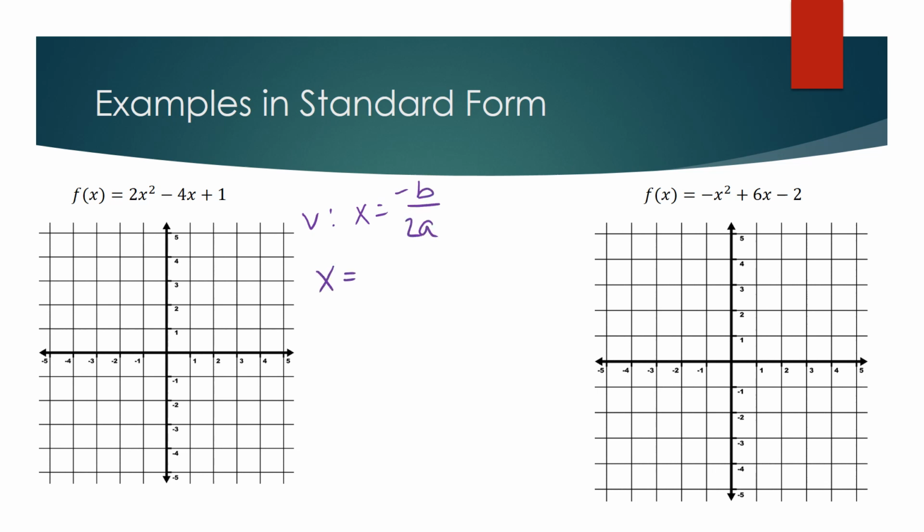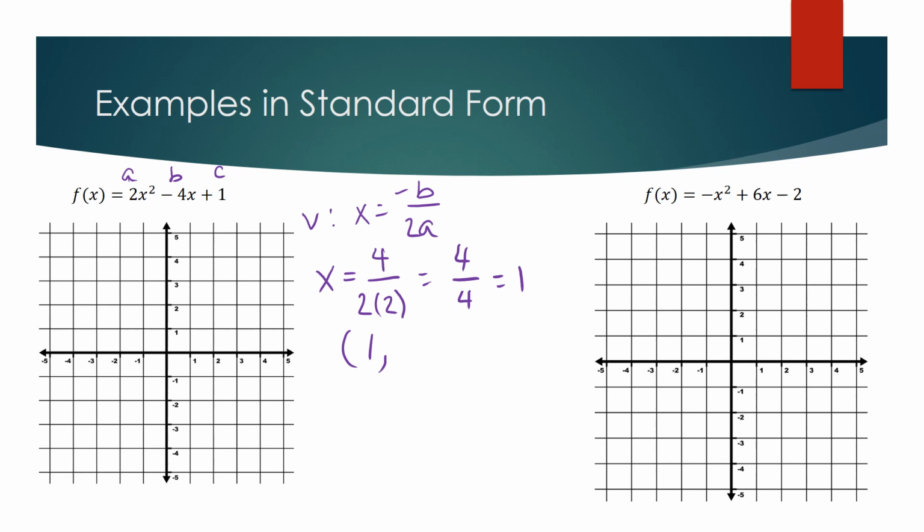Now remember, this is a, this is b, and this is c. So b in this case is -4, so I'm going to write it in as negative of -4, which would be +4. And that's going to be over 2 times a. In this case, a is 2. So that gives me 4 over 4, which is 1. Now what I've just found is the x value of the vertex.